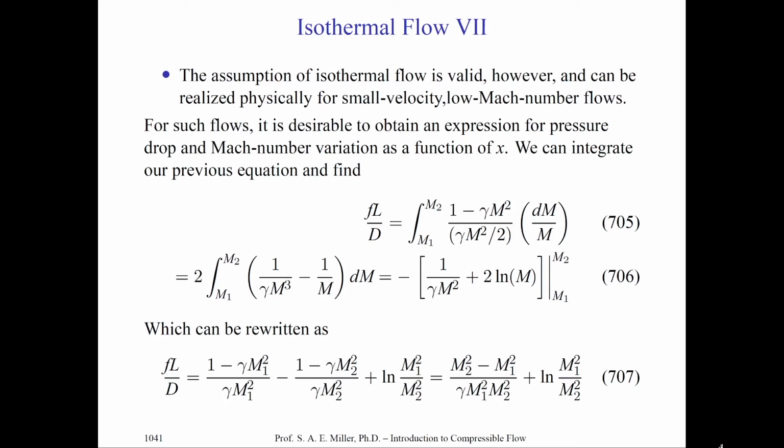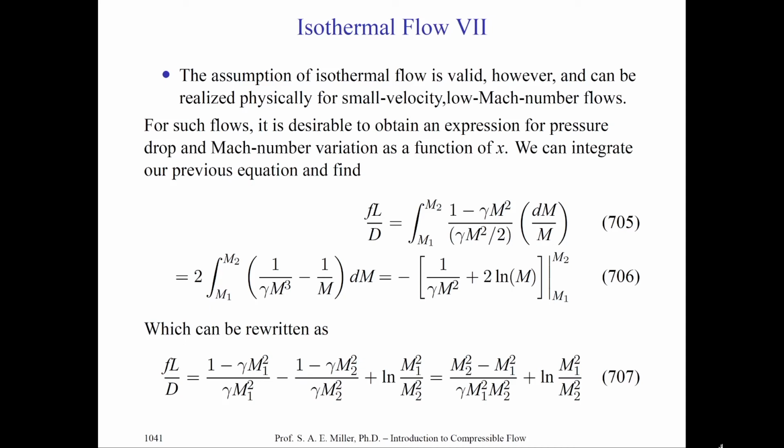This assumption of isothermal flow is absolutely valid and can be seen in cases and realized physically for small velocity, low Mach number flows. It is often desirable to obtain an expression for pressure drop and Mach number variation as a function of x, just like we did for the general case of Rayleigh-Fanno flow, which we showed a few slides ago. And we'll show quickly how to do this here. We'll integrate our equations just like we did in a Fanno flow or Rayleigh flow equation and solution approach. I've summarized this in equations 705, 706, and you can isolate fL over D and perform the integration analytically.